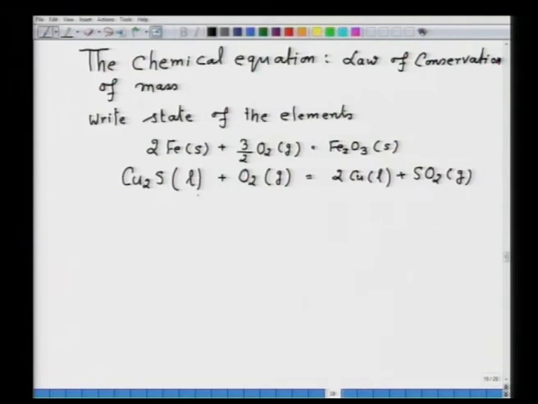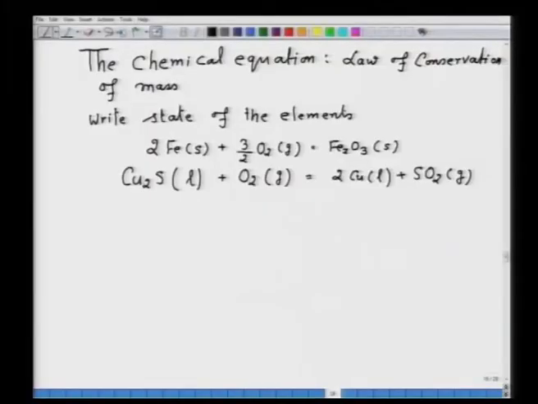Now, let us consider this balanced equation, that is production of copper by oxidation of copper sulphide. We see that copper sulphide is in the liquid state, oxygen in the gaseous state, copper in the liquid state, and SO2 again in the gaseous state. Now, this is a balanced chemical equation. From this balanced chemical equation, one can derive so much information. Now, what information do we derive from a balanced chemical equation? I am using this particular example.